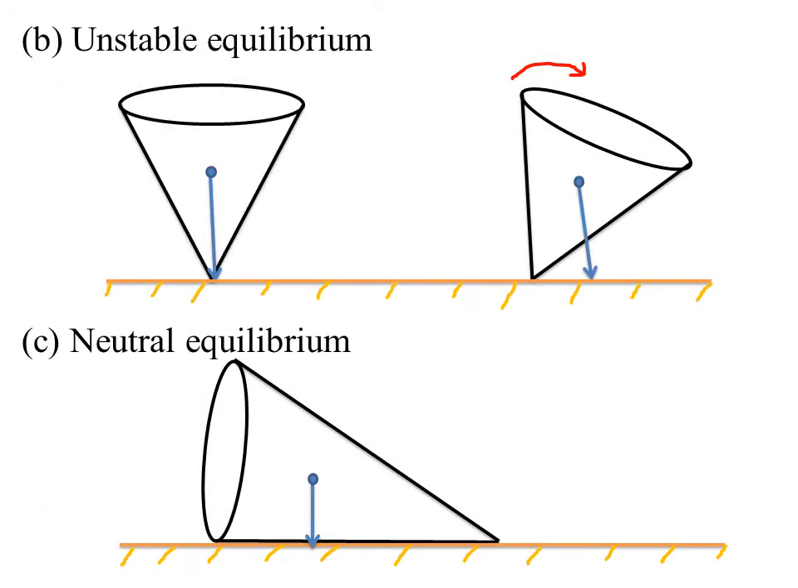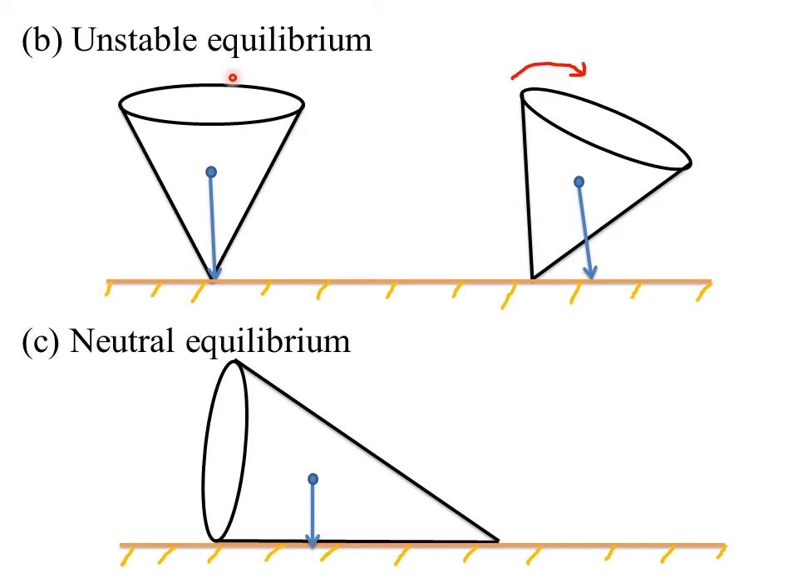Then we look at the second state of equilibrium, what we are calling the unstable equilibrium. So when do we say that an object is in unstable equilibrium? Unstable equilibrium is where an object will easily topple over when a force is applied on it.